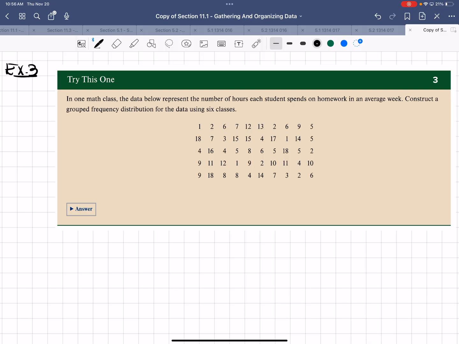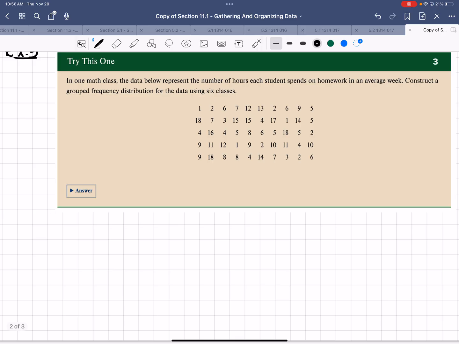So the first thing I ask myself is, okay, what did those numbers go from? What's my lowest value there? 1. What's my highest one? 18. It says I need to make 6 classes. So I've got to determine what's my range of values per class. I've got 6 classes. I pretty much have 18 different values. How much does each class need to have? 3. It's going to have 3, right?